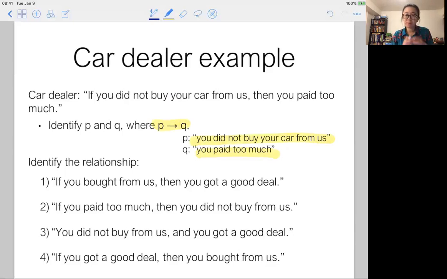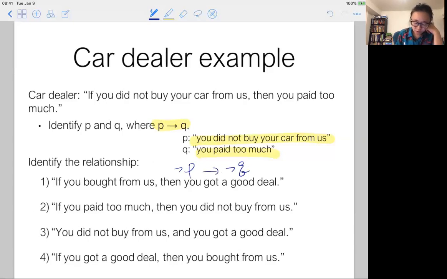If you bought from us, then you got a good deal, right? If you bought from us, that is not P, right? P is you did not buy from us, so not P is if you bought from us. You got a good deal means that you did not pay too much, so not P implies not Q. That's the first one.